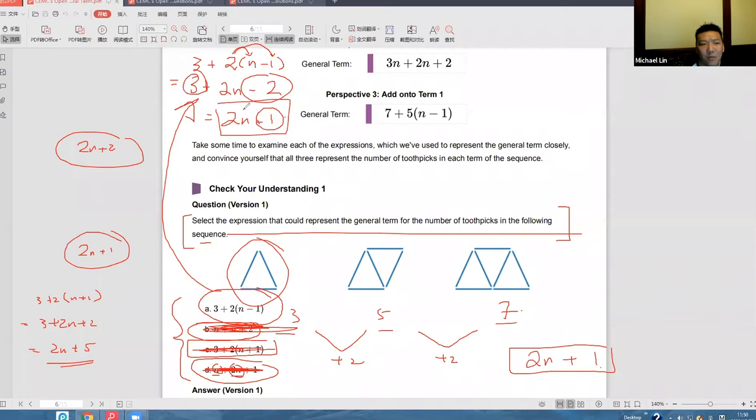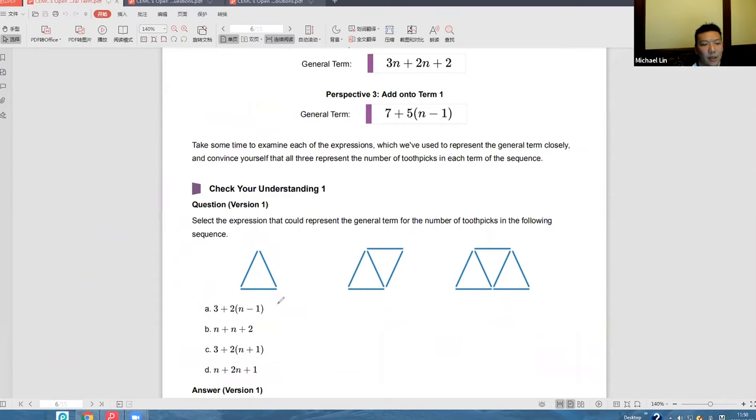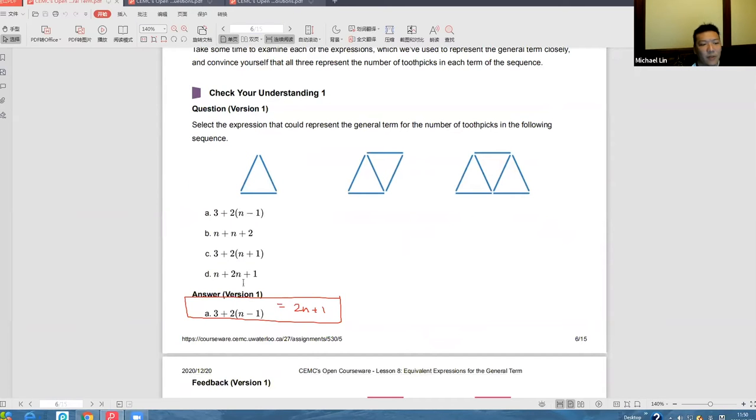Does that make sense to everyone? So these two expressions are equivalent, okay? This is equal to 2n plus 1. So our final answer should be A. So again, they're saying A is the correct answer for this one, okay? Because they're exactly the same thing.